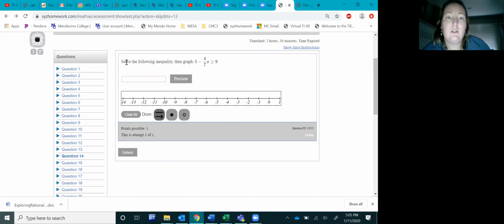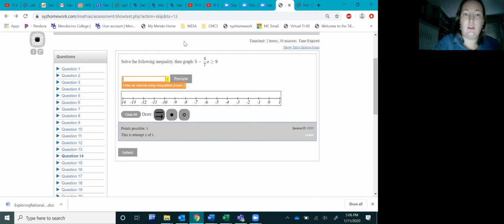Sometimes the directions don't explicitly say the format, but when you click in here, it'll tell you to enter the interval using inequalities. So if you solve this and you actually accidentally did interval notation, it'll say invalid inequality notation.